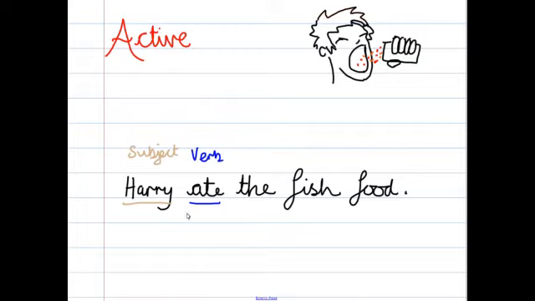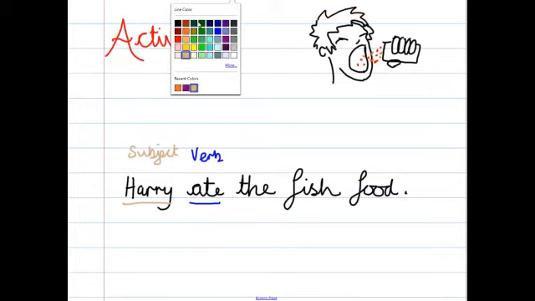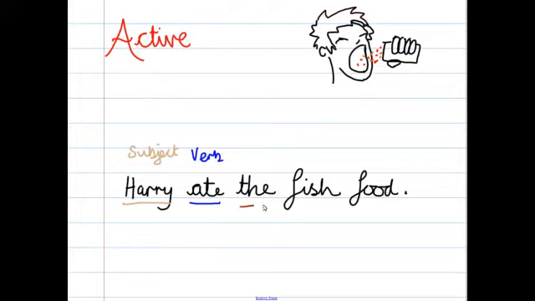So in an active sentence, the subject, whatever the subject is actively doing the action, is actively doing the verb. So Harry is actively eating something. He was the one that did the eating. Not anyone else. He was the one doing the eating. And what did he eat? Well, for that we can have a look at our object, which is the fish food. So we would say that's the object of the active sentence because it is the noun that is being affected by the verb. It is the thing being eaten.